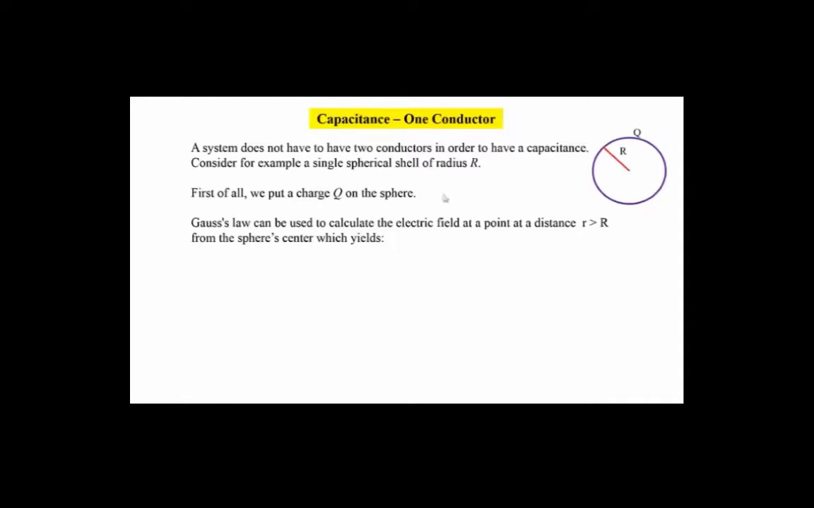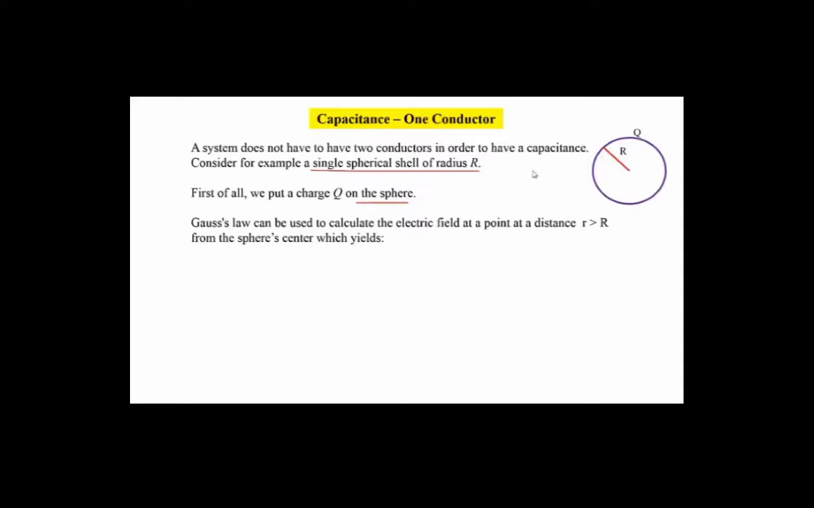I want to just point out that you don't have to have two conductors. You can still have a capacitance. And so we're going to consider just a shell of radius capital R that's a conductor. And suppose we put Q on that shell. We know that Q will distribute itself uniformly over this shell.